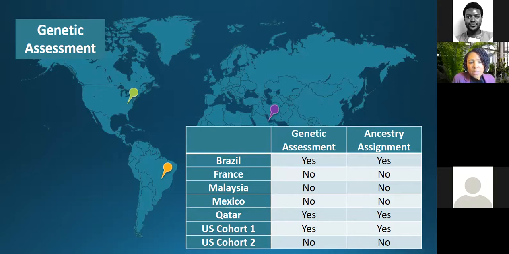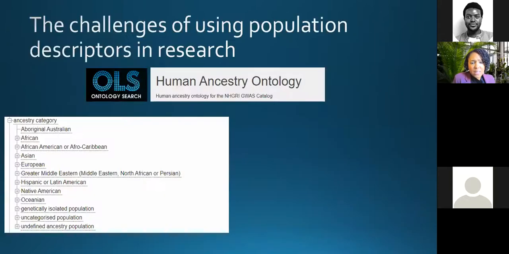Okay, so this gives you a sense of some of the variety we're seeing in some of the responses so far. Of course, we hope to receive many more responses and continue this work. So, we see some diversity in how cohorts define populations and use genetics to assess ancestry. But we can also see some challenges related to using population descriptors play out.